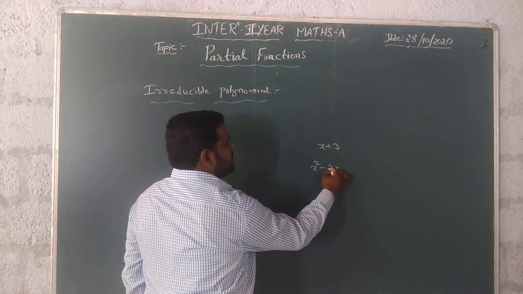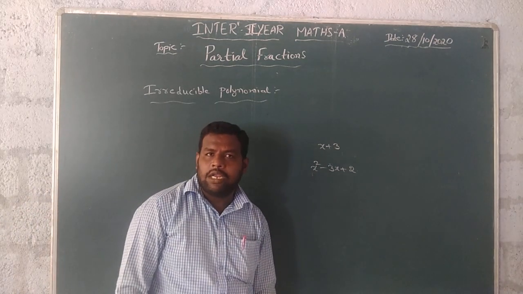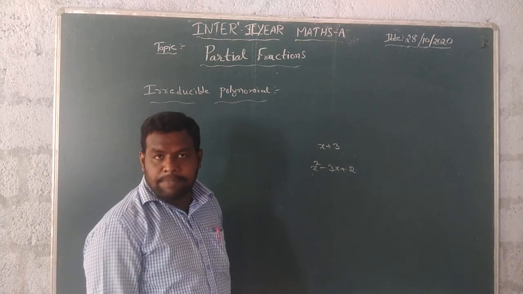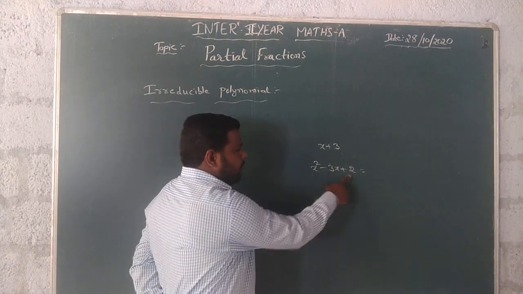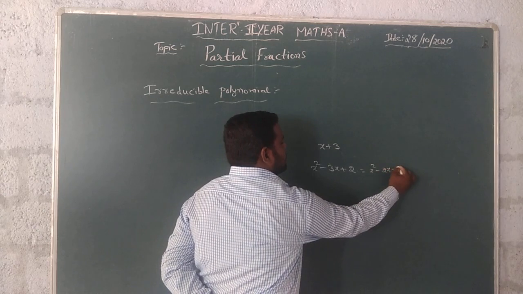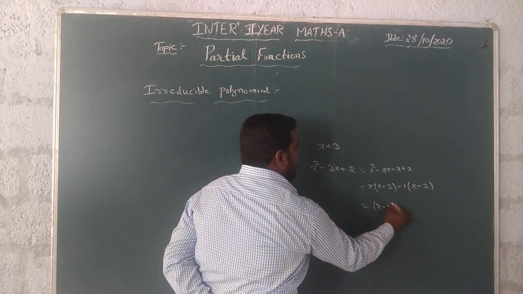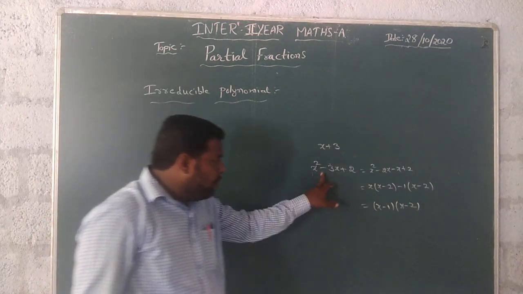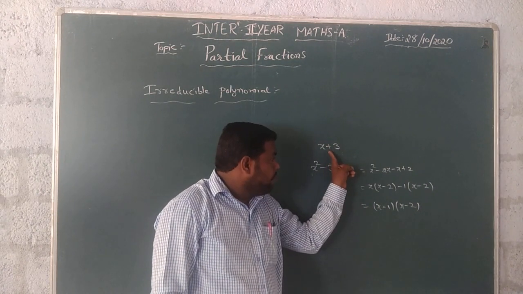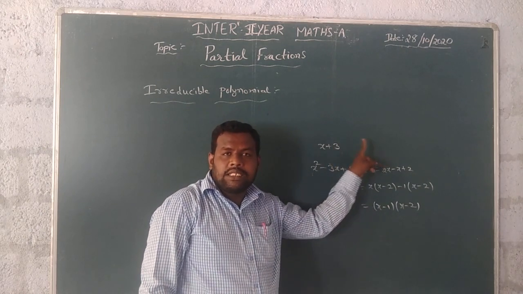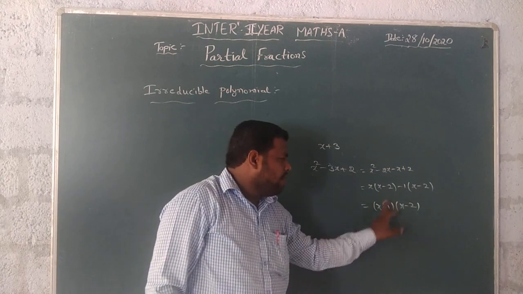Split means product. So this polynomial cannot be expressed as a product of polynomials. Another example, x square minus 3x plus 2. What is the degree of this polynomial? Second degree. So this polynomial can be expressed as x square minus 2x minus x plus 2, that is x of x minus 2 minus 1 of x minus 2, which means x minus 1 into x minus 2. So this polynomial can be expressed as a product of two polynomials. A linear polynomial cannot be expressed as a product of polynomials, but a second degree polynomial can be.